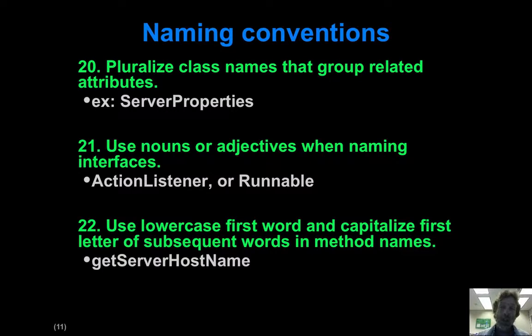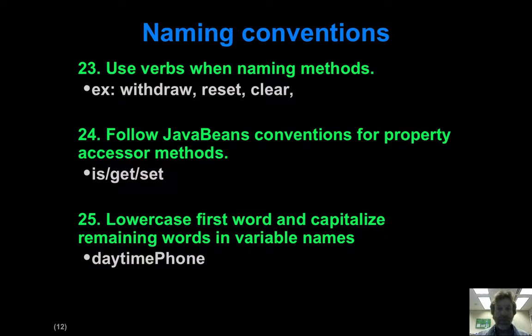Method names should have a lowercase first letter, and then the remaining words are all uppercase, so getServerHostName is an example of that. When you're naming methods, you probably want to use a verb. When you're creating accessor methods like get, set, or booleans, you use is, get, and set. That's the Java Bean conventions.